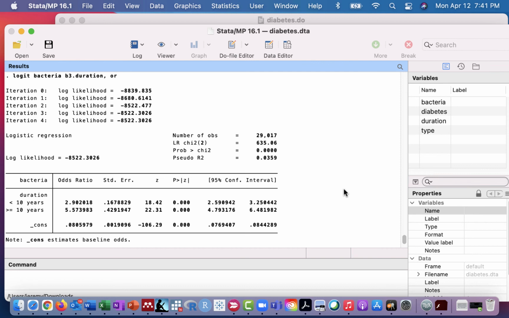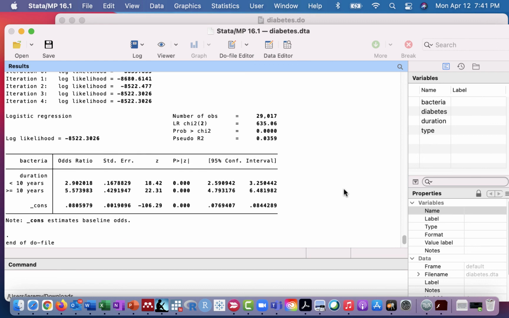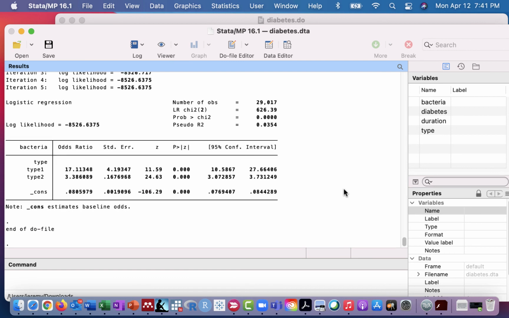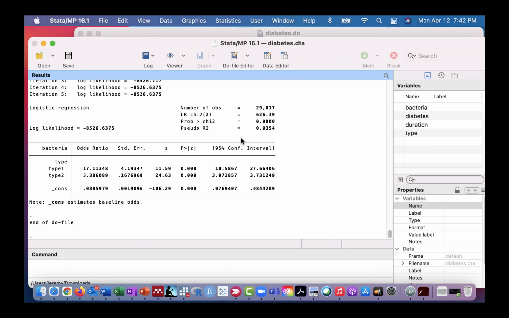So again, you're comparing people with these different durations of diabetes and different types of diabetes compared to no diabetes. So type 1 diabetes, 17 times as likely to have the bacteria, and type 2 diabetes, 3.386 times as likely. So you can see those odds ratios there.